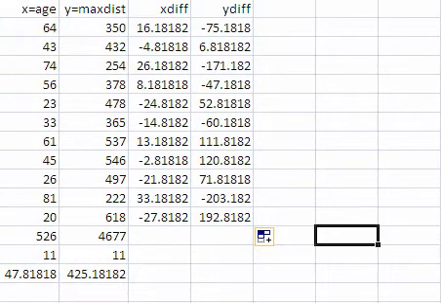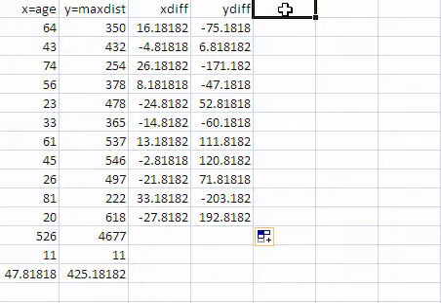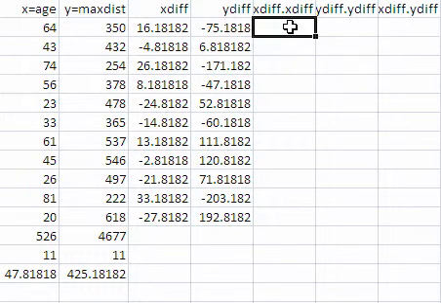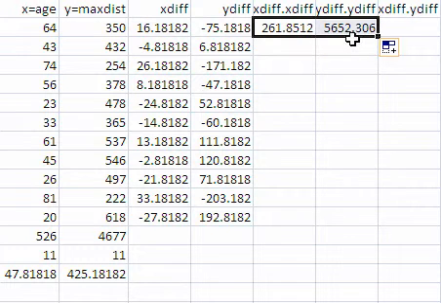For variance and covariance, we need to calculate the products. X diff times x diff, y diff times y diff, and x diff times y diff. So x diff times x diff equals x diff times itself. And copy that over to y, and it'll do that for the y's.